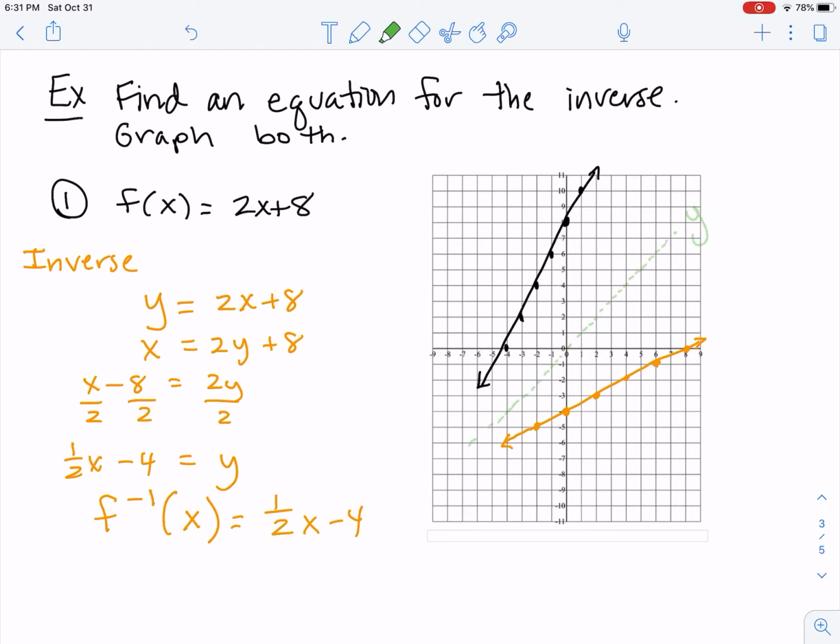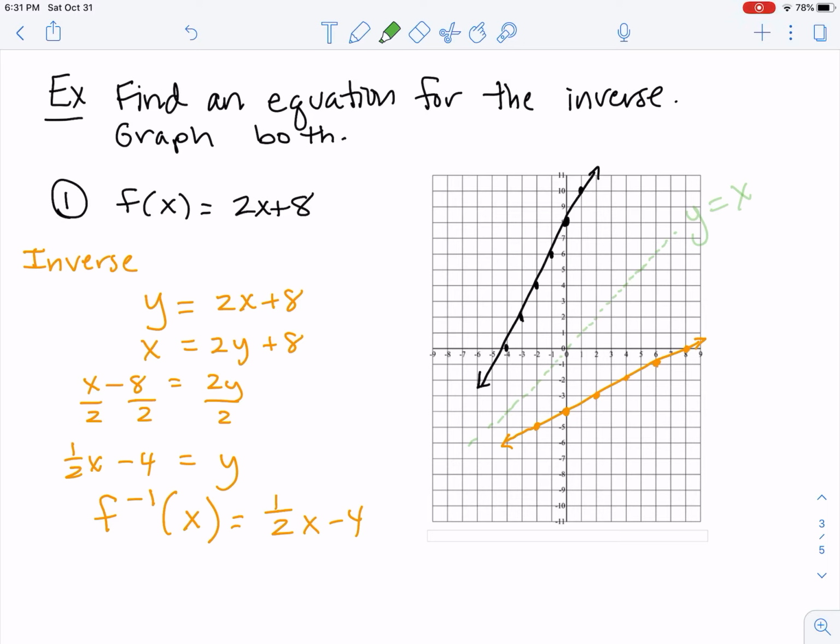And that is the line y equals x. That is the reflection line. So you'll notice the point (0, 8) is a point on f of x. That means (8, 0) would be on the inverse of f, because your x's and your y's switch places.